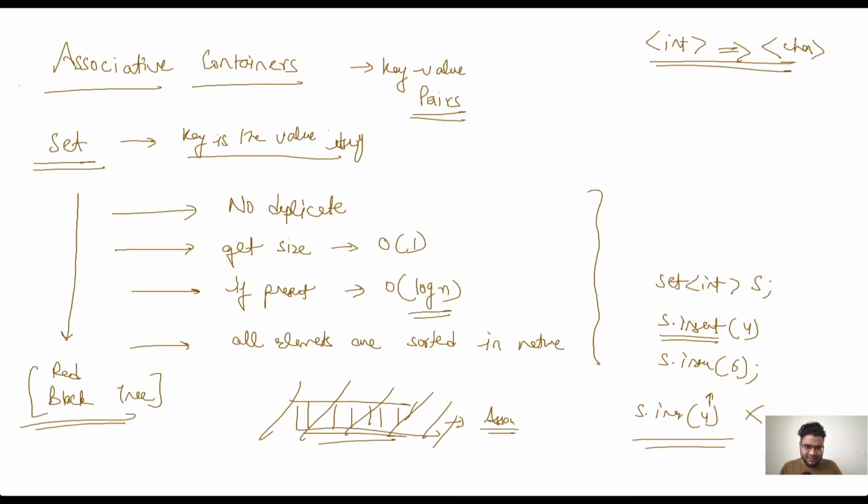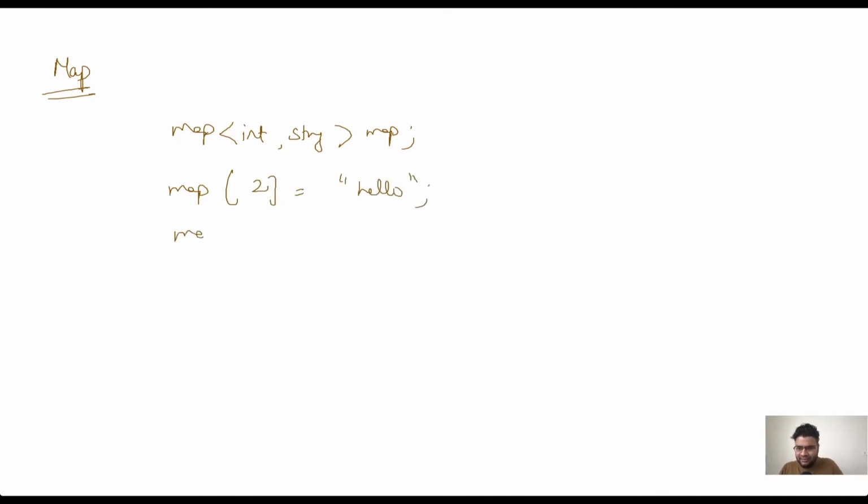The other one which we plan to discuss is map. The map is very simple. If I define a map like this, it's more like a dictionary, right? Wherein I can define a map like this, and then I will do map of 2 is equal to hello, map of 3 is equal to some word.